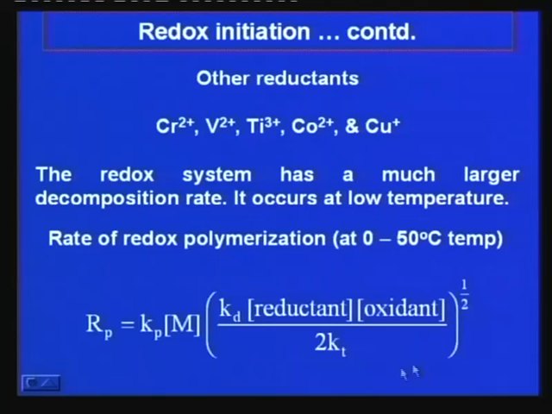You can compare, and that is why I have shown this, the rate of polymerization using thermal initiation, as you have seen, Rp is equal to Kp [M] (f Kd [I] / Kt) to the power half. Here you see Kp [M], the efficiency factor is not there; Kd, reductant concentration, oxidant concentration by twice Kt to the power half. Here the efficiency factor, the decomposition factor, is not included. That is the difference between that rate expression and this redox polymerization rate expression.